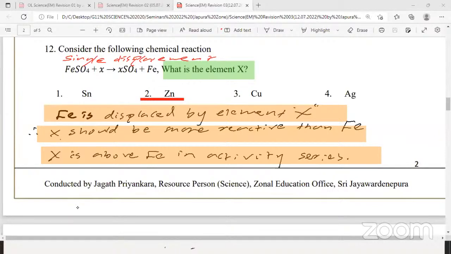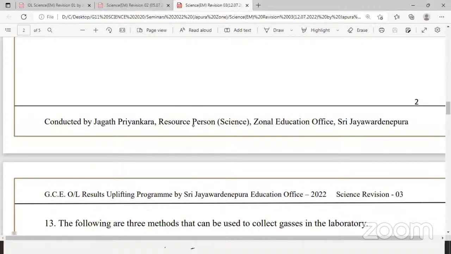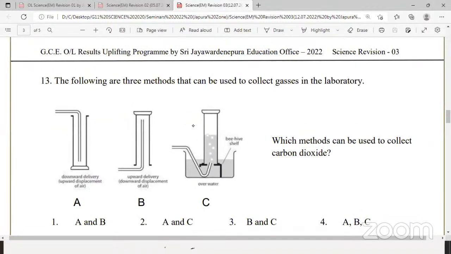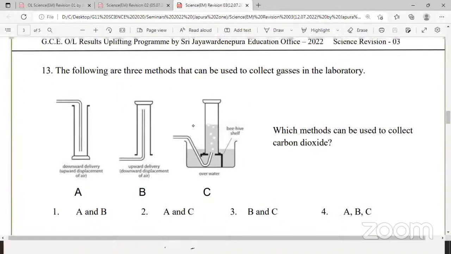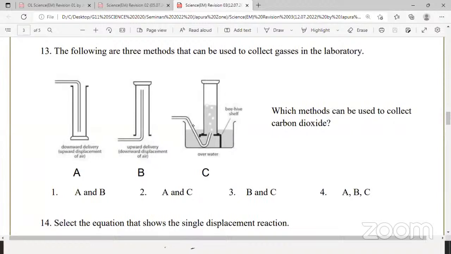Right. Question number 13. You are given three methods of collecting gases. So the question is, out of these three methods, which method can be used to collect carbon dioxide? To collect what? Carbon dioxide. Any volunteers who can give me the answer for this 13th MCQ? Yes? Who can give me the answer for the 13th MCQ?